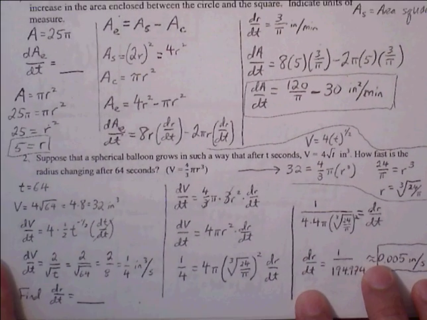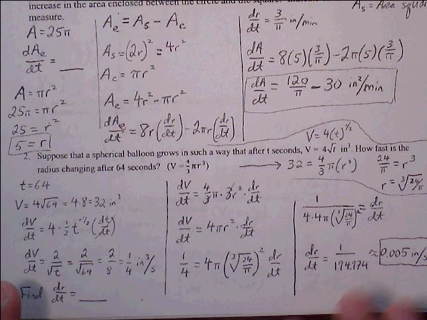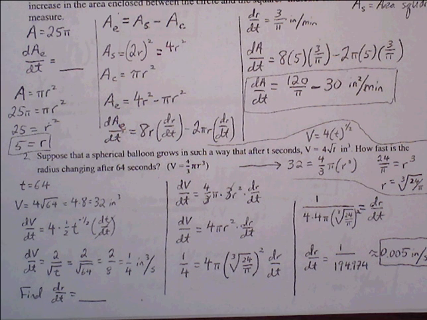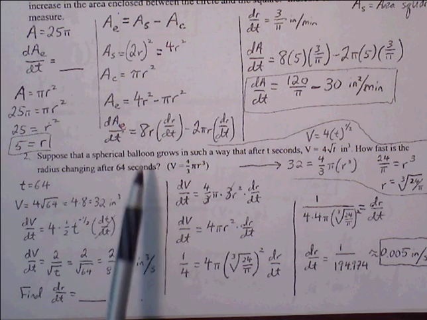All right, number 2. Suppose that a spherical balloon grows in such a way that after t seconds, v is equal to 4 root t cubic inches. How fast is the radius changing after 64 seconds? All right, so there's a lot of moving pieces here. Let's see if we can list out as much information as we can.